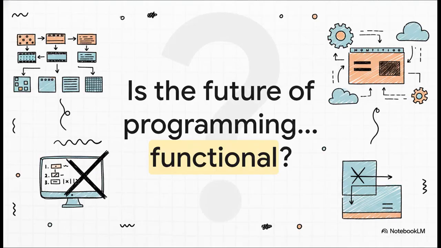And that leaves us with one final big question to chew on. As our programs get more and more complex, as they become more distributed, as everything becomes about data, are we slowly moving towards a future that is more and more functional? Is that old way of telling the computer how to do things finally giving way to simply describing what we want? That's something to think about.